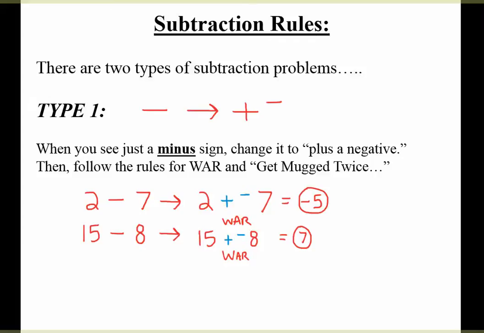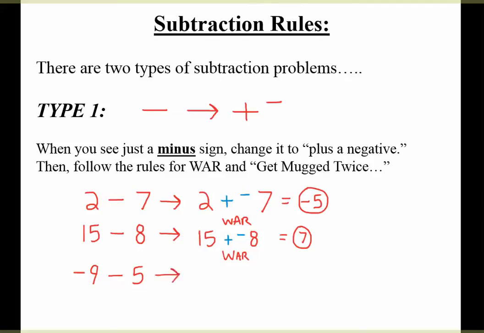Now this one might look a little bit more confusing, but we're going to follow the same rules. So negative 9 minus 5. Notice when we are looking in between the 9 and the 5, we see just a minus sign, just like all of the ones we've done before. And 2 minus 7, just a minus sign in here. 15 minus 8, just a minus sign. And so type 1 problems are when we see just a minus sign.